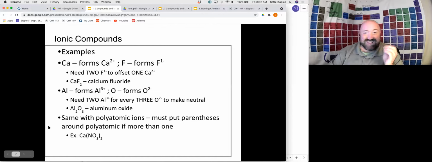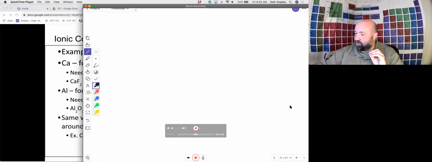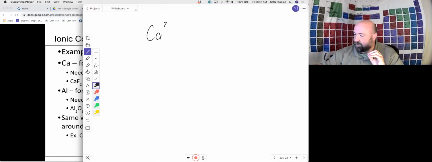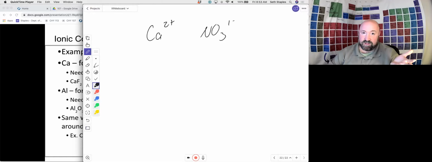Polyatomic ions, same exact principle. But what we have to do here is show, for instance, in the case of calcium nitrate, so let's say we're doing this one, Ca with its 2+, NO3 with its 1-. That's the charge on the nitrate ion. Pluses don't balance out our minuses. I need another nitrate in there. Now my pluses balance out my minuses.